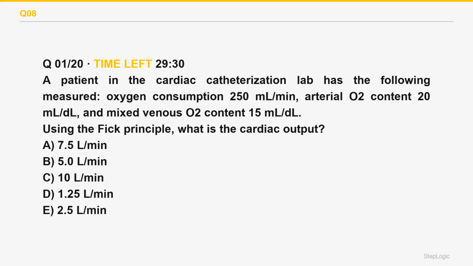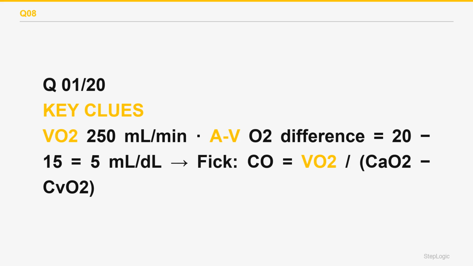Using the Fick principle, what is the cardiac output? A patient in the cardiac catheterization lab has the following measured: oxygen consumption 250 ml/min, arterial O2 content 20 ml/dL, and mixed venous O2 content 15 ml/dL. Read the command: cardiac output using the Fick principle. Oxygen consumption 250, arteriovenous oxygen difference 20 minus 15 equals 5 ml/dL.